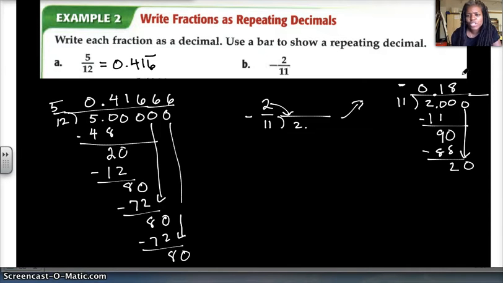All right, 11 goes into 20 one time. This looks suspicious. 1 times 11 is 11. Subtract, I get 9 again. I saw this happening before. Drop the 0. I know I don't have enough room, but that's okay because I think I know what's happening here. You see this repeating situation?